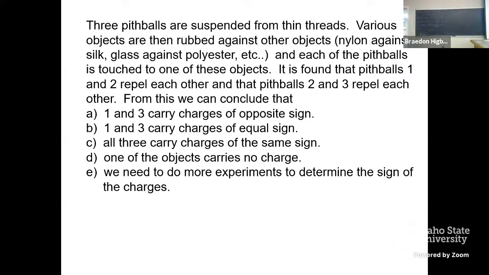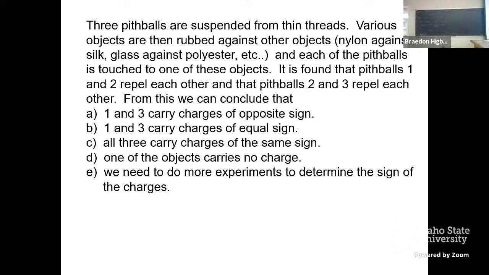Okay, here's a question. Three pith balls, basically balls of things that are really good at transferring charge, that's what a pith ball is, are suspended from thin threads. Various objects are rubbed against each other and then touch the pith balls. It's found that balls 1 and 2 repel each other, and balls 2 and 3 repel each other. Did I read that right? 1 and 2 repel, and 2 and 3 repel. Okay, from that, how can 1 and 3 interact, or what can you say about their charge?